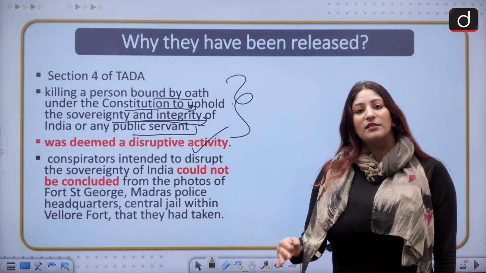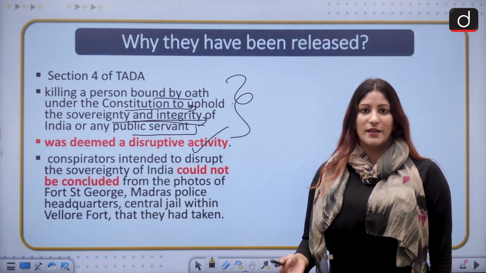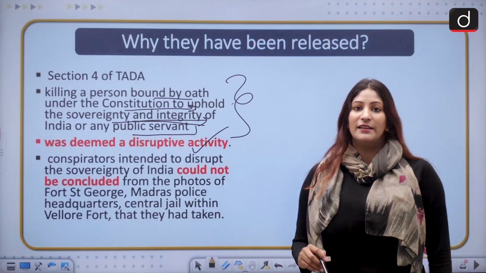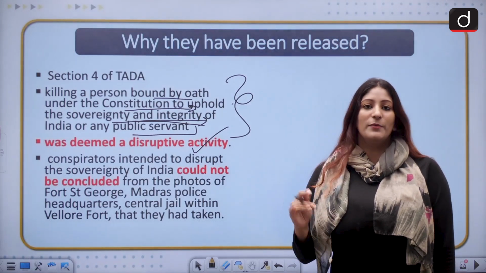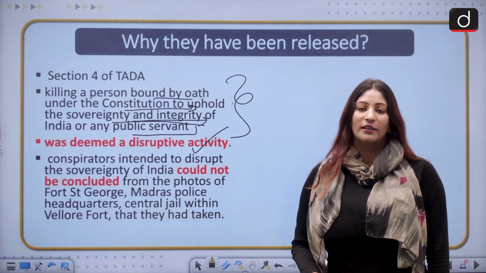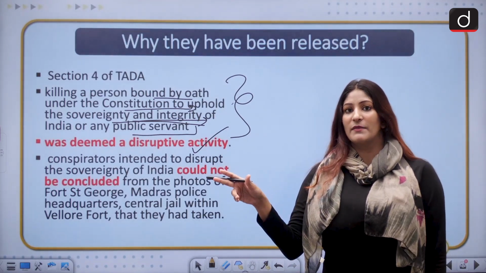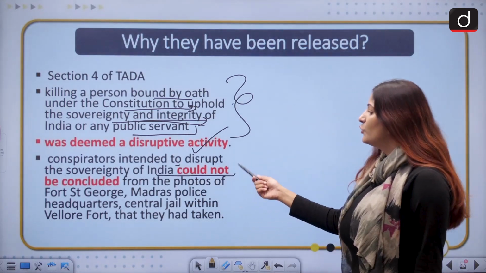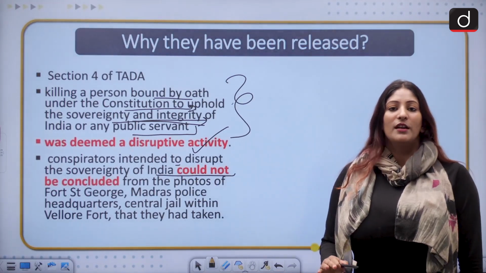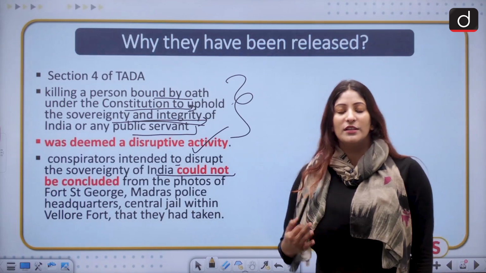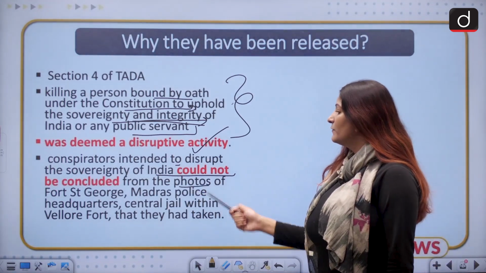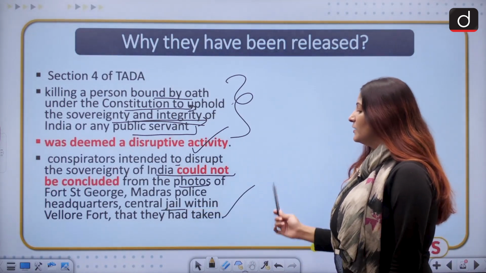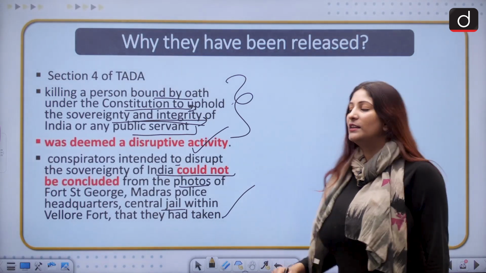Also, because of the dissolution of Lok Sabha before his assassination, he was not bound by any oath of the parliament as well. But there were 9 policemen who were killed. Again, intent. All the policemen have been bound by oath under the Constitution, but the intention was not to kill the policemen. It was only to kill Rajiv Gandhi. That the conspirators intended to disrupt the sovereignty of India could not be concluded. This was the third point. How can we say that they wanted to disrupt the sovereignty of India? Because certain photos of them from St. George, Madras Police Headquarters, Central Jail within Vellore Fort, which they had taken, were not establishing any evidence.